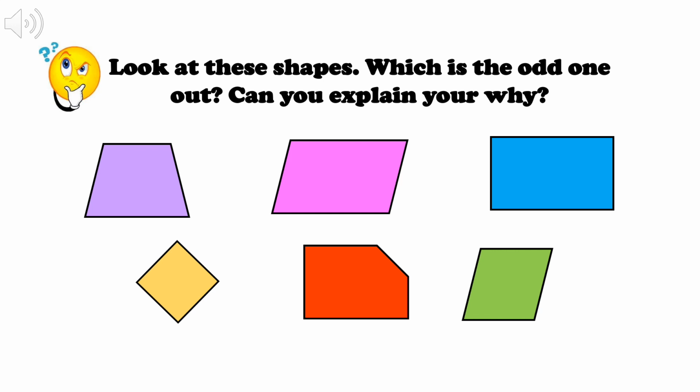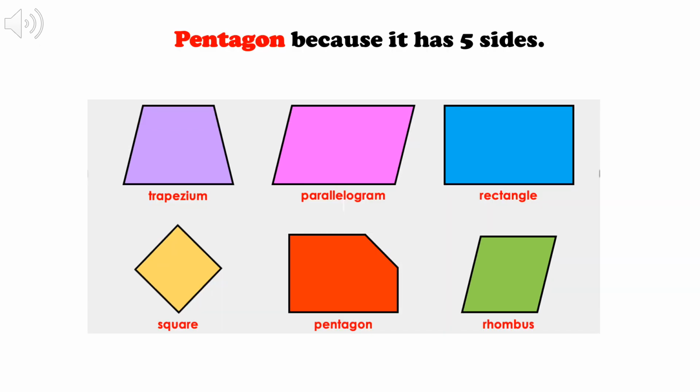So remembering what we know about quadrilaterals, I want you to look at the shapes on the screen in front of you, and I want you to think really carefully which is the odd one out and can you explain why? Well done, the odd one out was the pentagon because the pentagon has 5 sides, whereas all the other shapes, the quadrilaterals, have 4 sides.